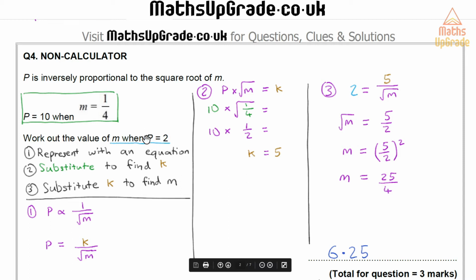And I know the value of p here as being 2, so I can find m. So first of all, I'll put p as being 2, so 2 equals 5 divided by root m. Then I'm going to make root m the subject of the equation. So I can times both sides by root m and divide both sides by 2 to give me root m equals 5 over 2. So these two things just swap. So root m equals 5 over 2, so m must be the square. When I square both sides, I'll get m equals 5 over 2 all squared. 5 squared is 25, 2 squared is 4, so 25 over 4. I've written it as a decimal there, but you don't have to, and that question was worth 3 marks.